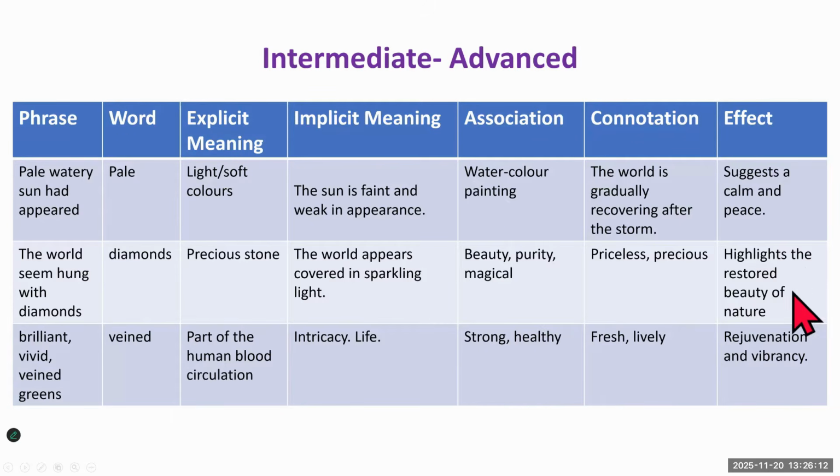So the end result is to highlight the restored beauty of nature. I hope you understood what I meant by bridging the gap between the explicit and implicit meaning. It basically helps you come up with ideas for these three columns. If you want to exclude this column, you actually can.